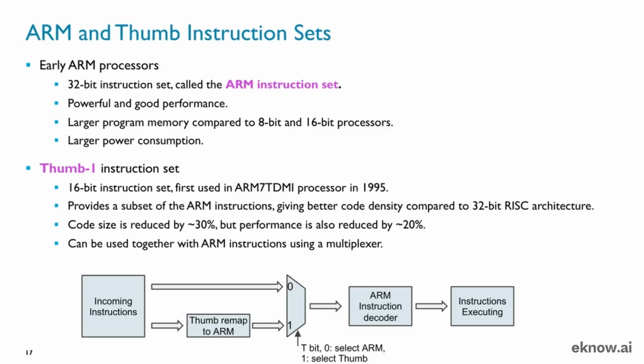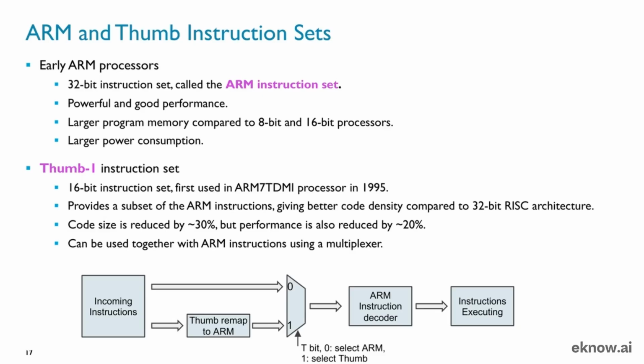Every single instruction is 32 bits long. This provides a lot of power and delivers very good performance. But it has a couple of drawbacks. Using 32 bits for every instruction means your program code takes up more memory compared to older 8-bit or 16-bit processors. And logically, processing these larger instructions consumes more power.